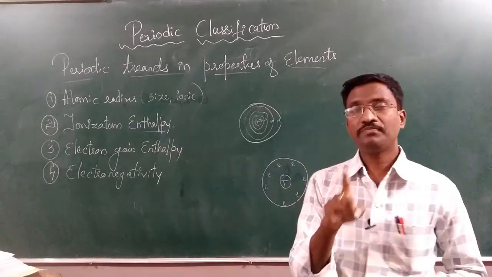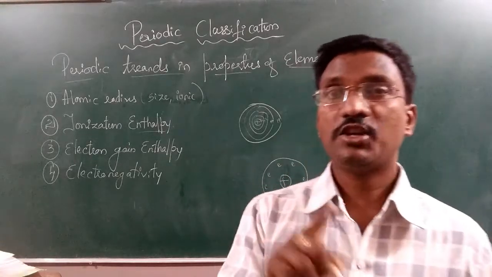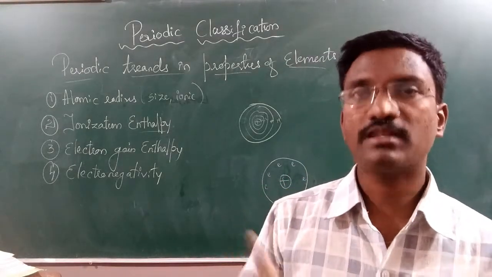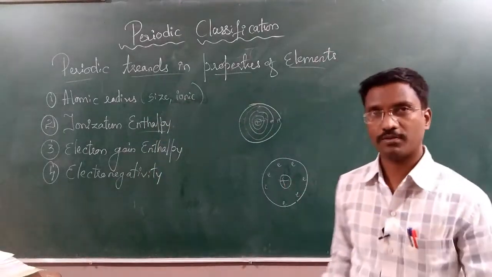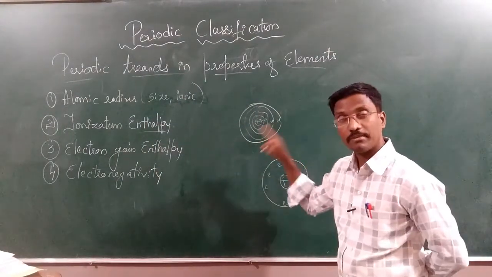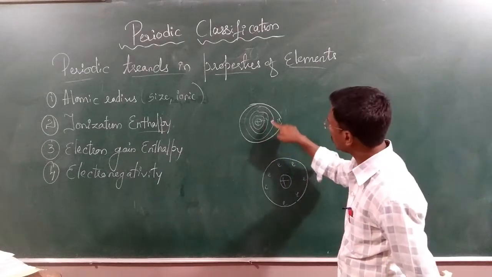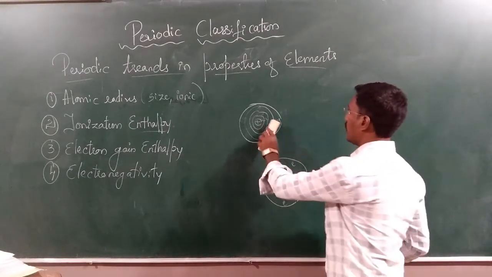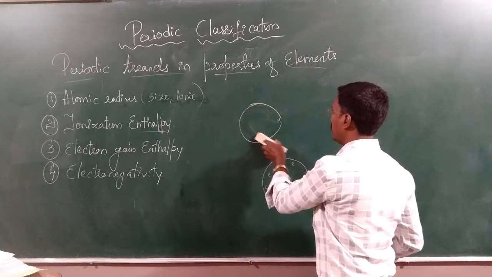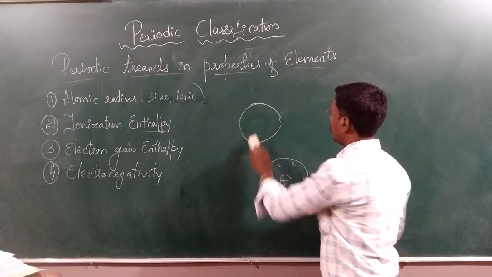Is it clear for you? It means until the inner shell completes, there is no filling of electrons in the next shell. I hope you know this one. So after filling K, L will start. After complete filling of L, M, and after complete filling of K, L, M, the electrons will be filled in the N shell.